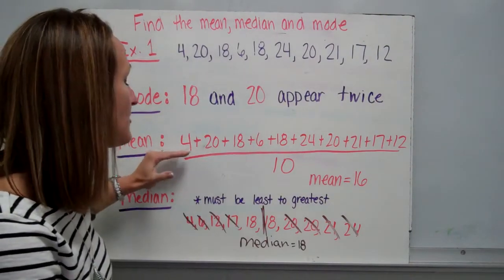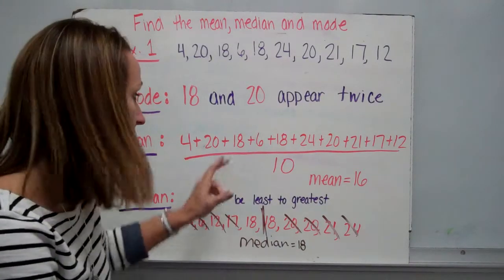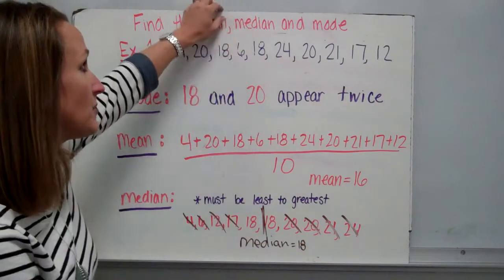So again, mode is just the number that we see the most. The mean, I added them all up and divided by the number of numbers. In this case, it was 10. For median, I put them in order and then found the middle number.